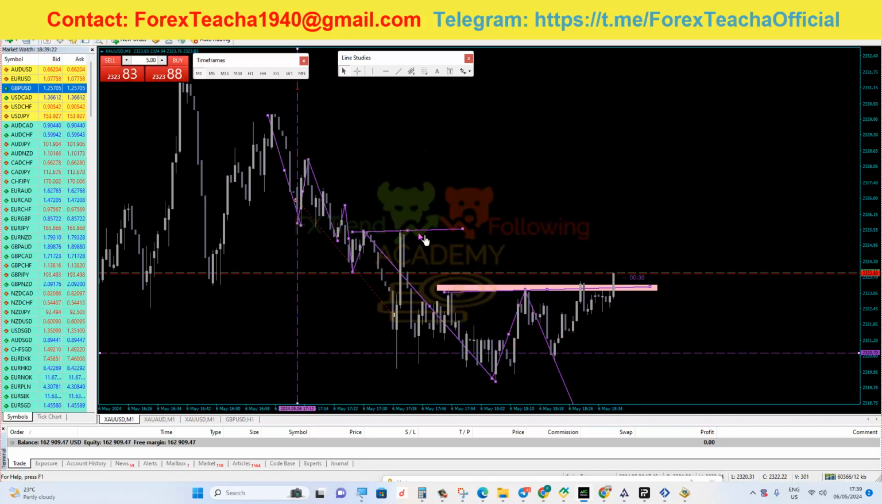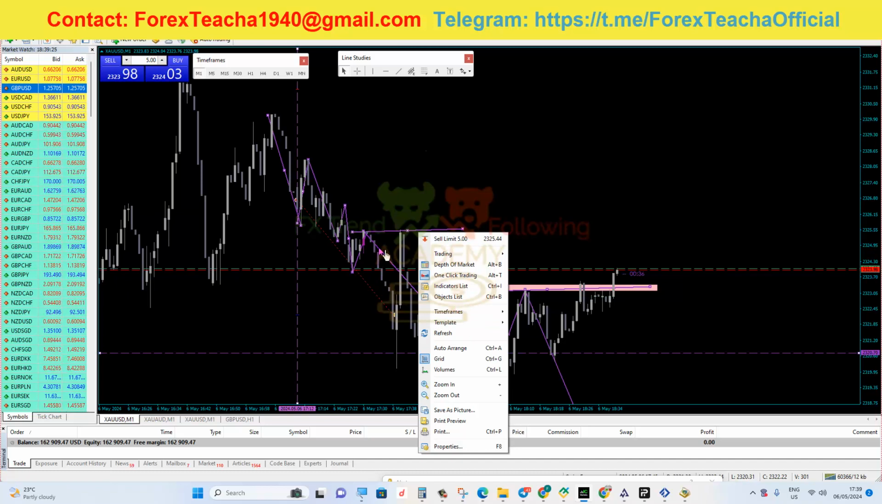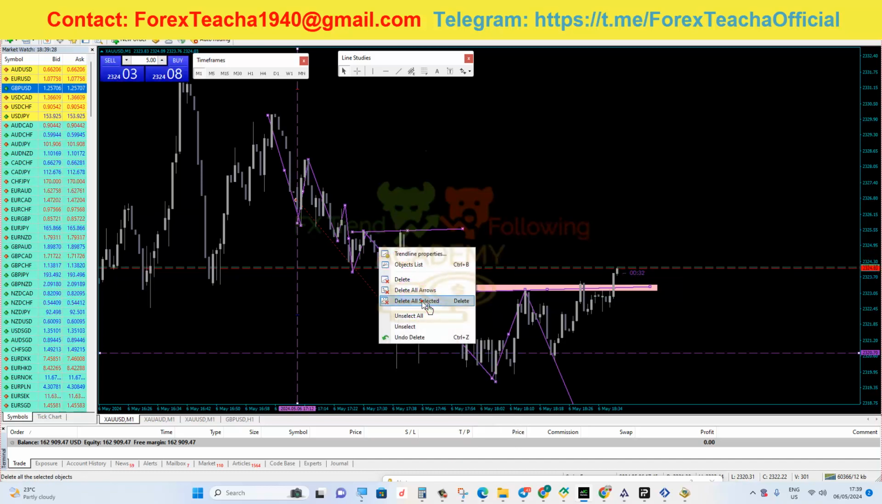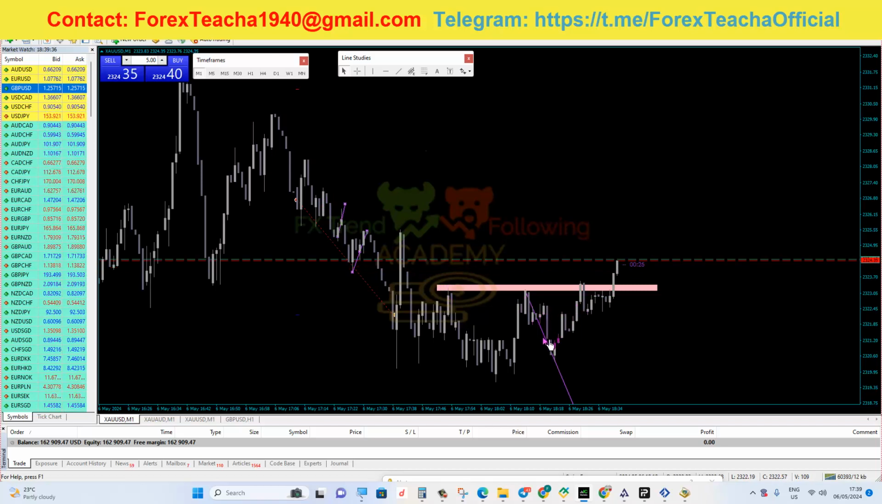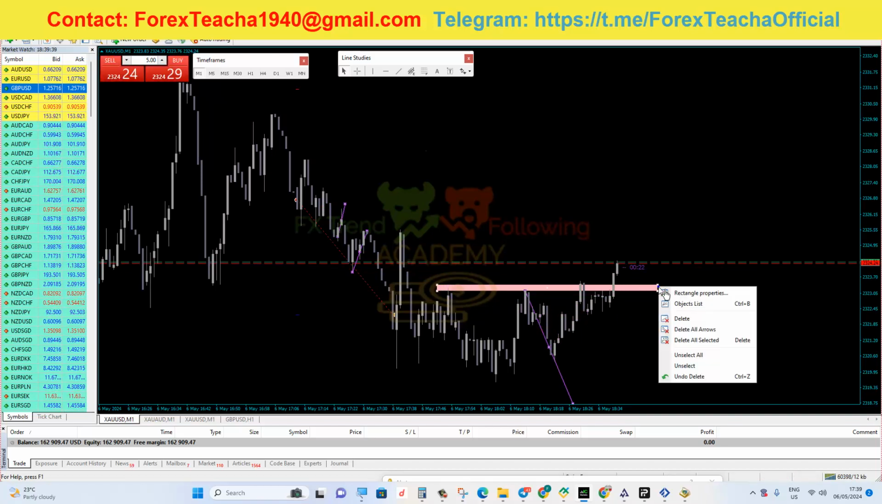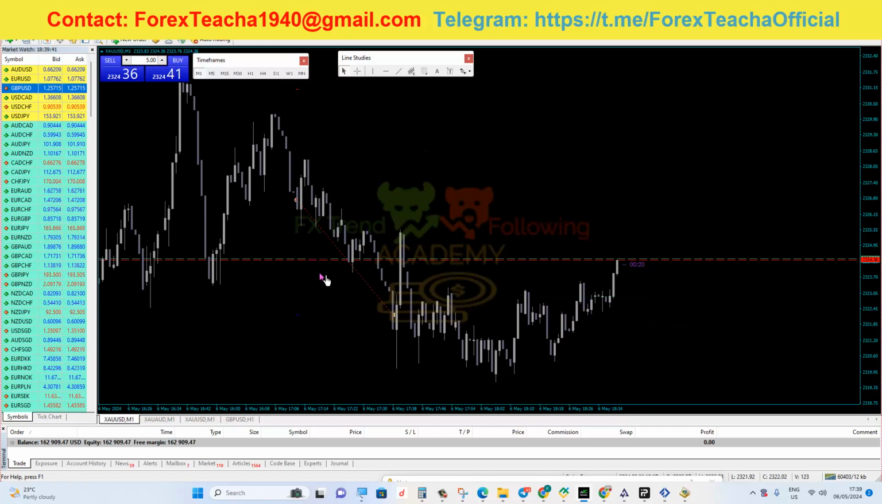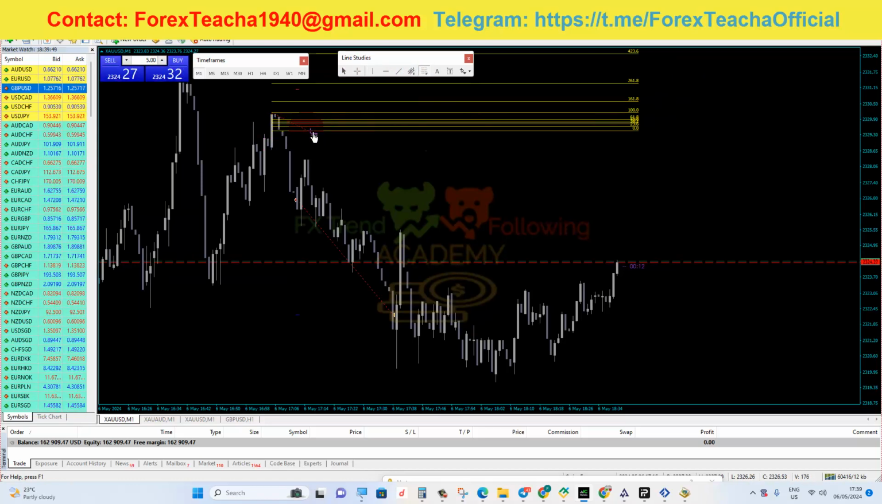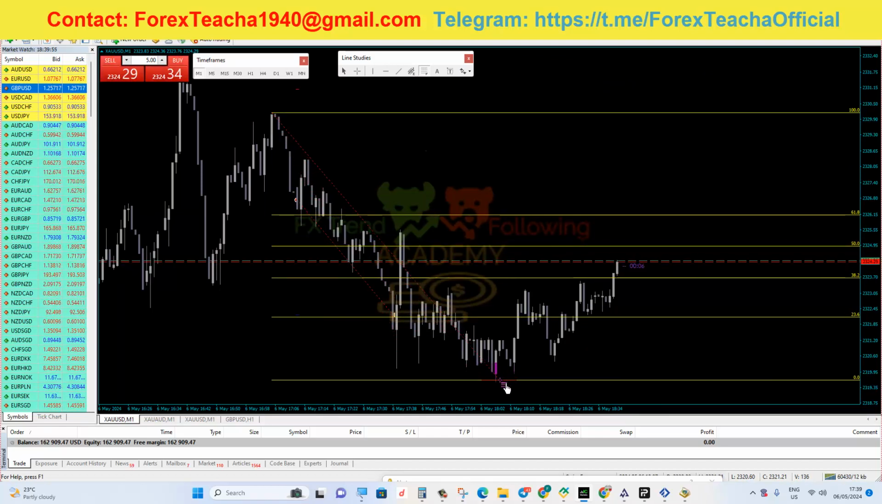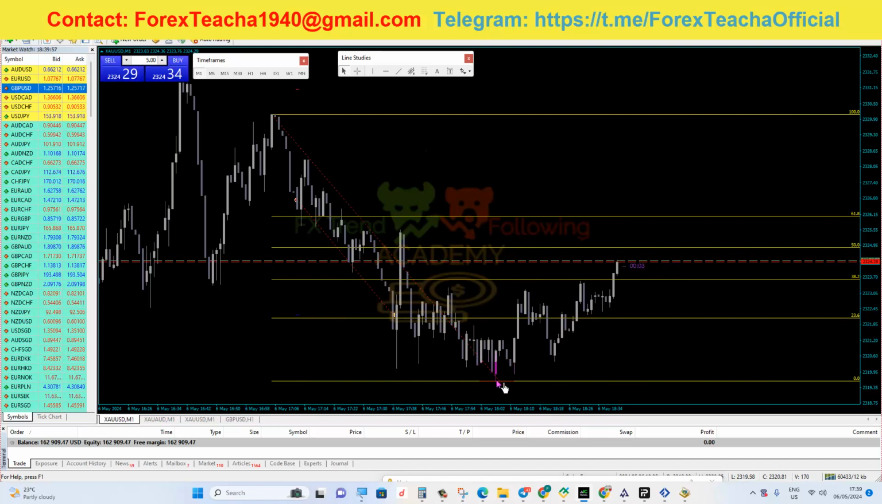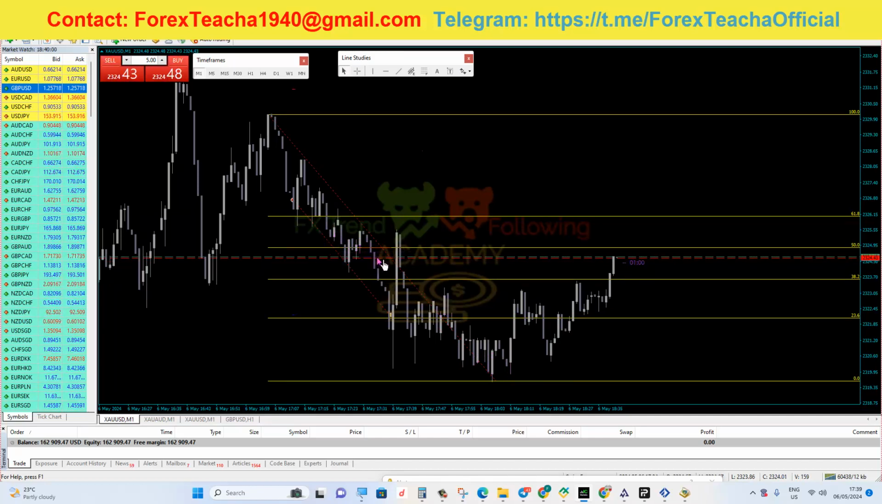So let me remove all this so that I can show you how to use the Fibonacci also to manage the trades. I'll just try and highlight everything. If you were looking at this trade from up right here, this is where the trend started, up until it reached down right here. This is another way to manage the trades.